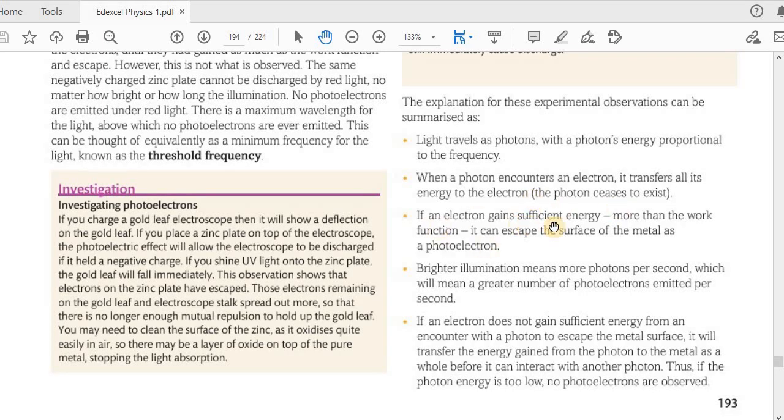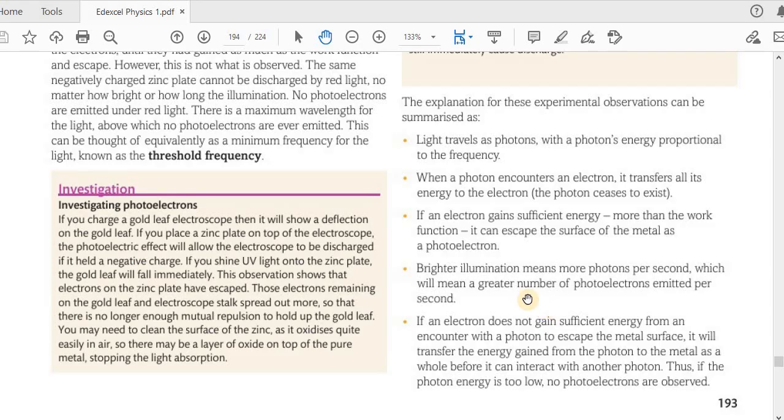If an electron gains sufficient energy, more than the work function, it can escape the surface of the metal as a photoelectron. Brighter illumination means more photons per second, which means a greater number of photoelectrons emitted per second. So this is what I said. Brighter means greater intensity. There are more photons falling on the metal surface. So more photons means more photoelectrons can be produced. More electrons can be removed from the metal surface.